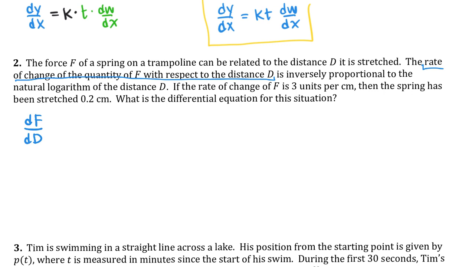df/dd is inversely proportional, equals k. Inversely means it's going to be reciprocal, proportional to the reciprocal. So the reciprocal of what? Of the natural logarithm of the distance d. So 1 over natural log, just ln of d.